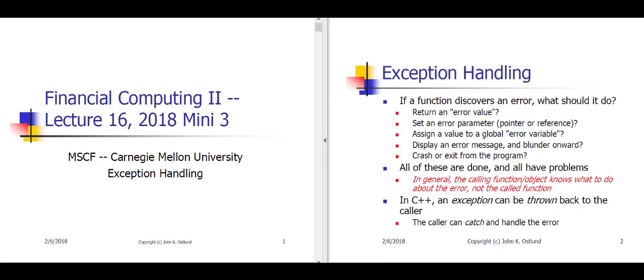So you call a function, and the code in this function is executing, and along the way it discovers some kind of error. You've got a divide by zero problem, you've got a bad subscript problem, you're trying to allocate memory that's not available, you try to access a file that doesn't exist. What is this function supposed to do now that it's discovered this error?